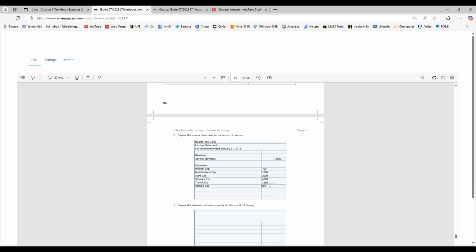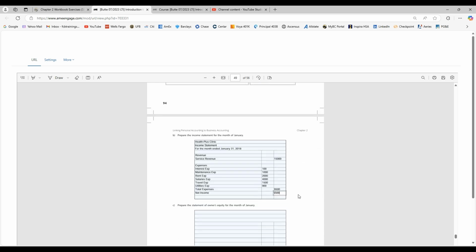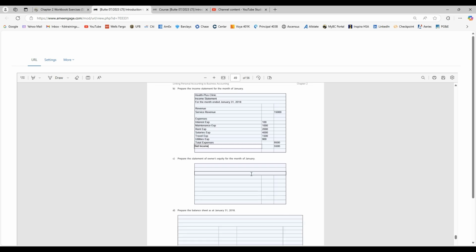1,500 and then 900. And so the total of our expenses here, let's say total expense, adding all of these together gives us the 9,500. And then as we already kind of saw above, we've got net income of 5,500. And that's great. Okay, so that's the income statement.